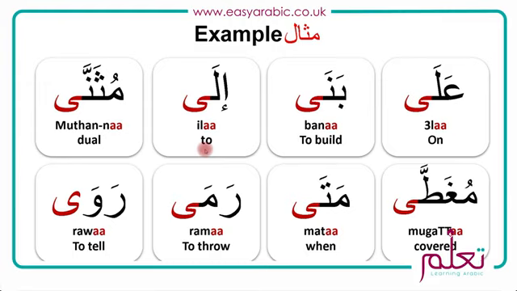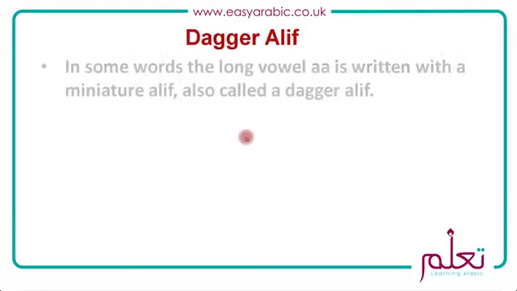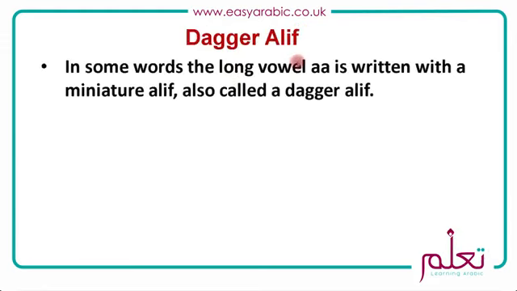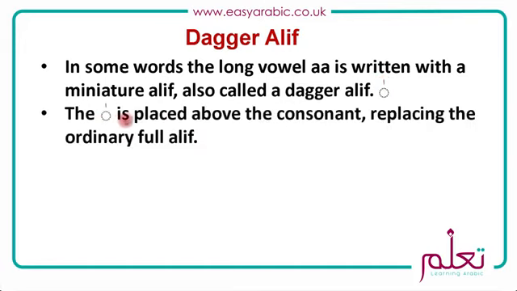And then finally we have one more that's called, for the alif, dagger alif or miniature alif. What that is, in some words, the long vowel a is written with a miniature alif, also called a dagger alif. And it looks like this. So you got the consonant with the miniature alif on the top. And the miniature alif is placed above the consonant, replacing the ordinary full alif.